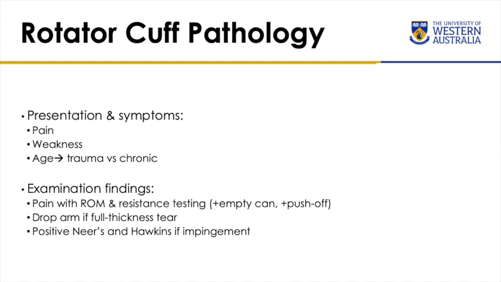If there is impingement, the patient will have a positive Neer's or Hawkins test. This video demonstrates a lady with pseudo-paralysis. She has no active forward flexion of the shoulder, but can achieve full range passively.